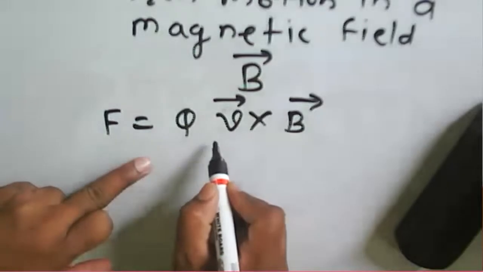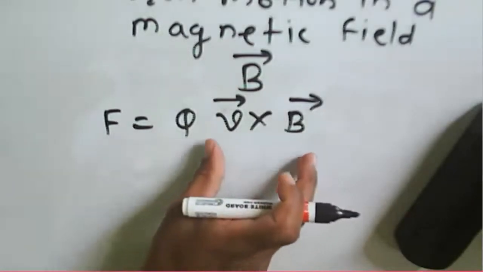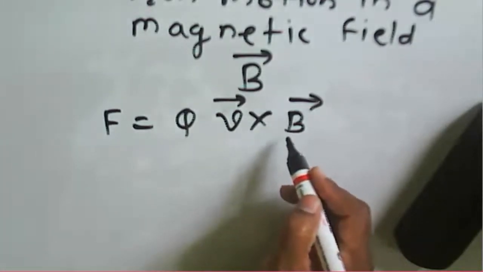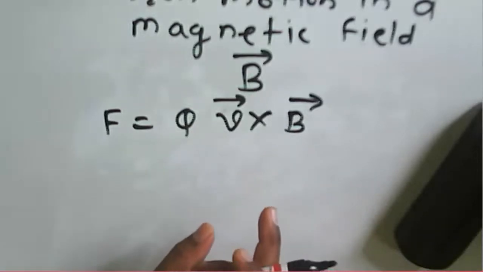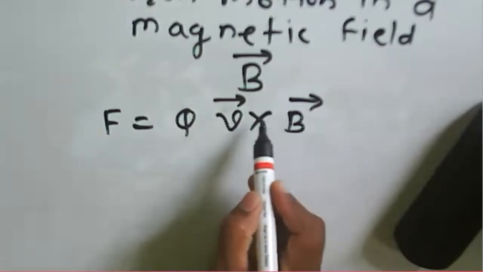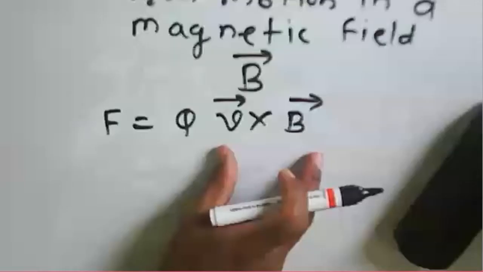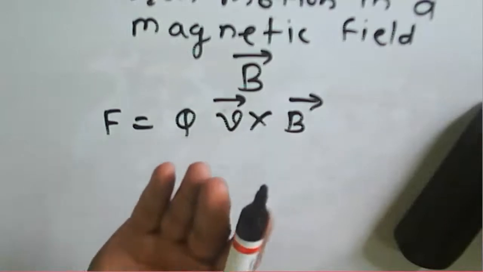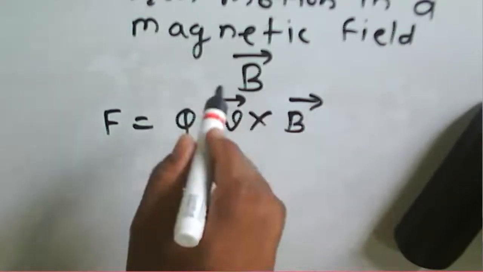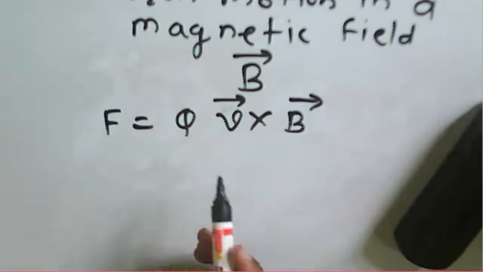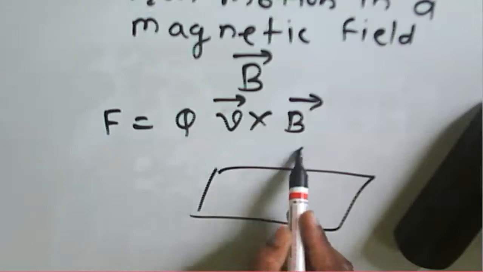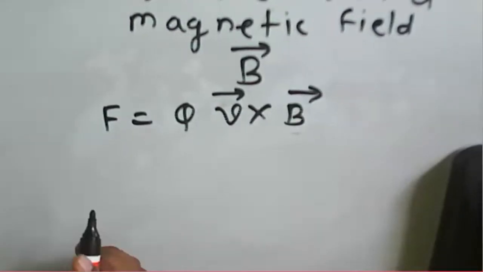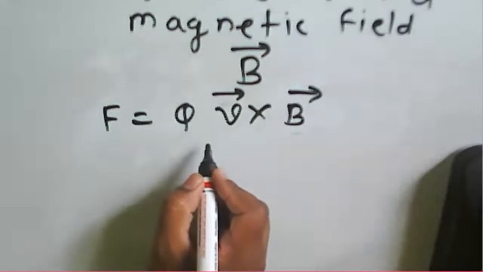Or we can say that F is equal to Q V B sine of the angle between the electron velocity and the field. This is the force exerted on this particular electron. And V cross B defines one particular plane, and the force exerted will be perpendicular to this plane. So this is the force exertion, perpendicular to that particular plane. So we can say here F is equal to Q into V cross B.